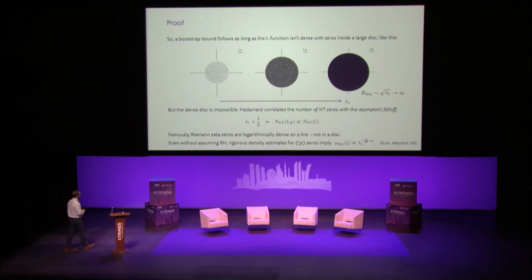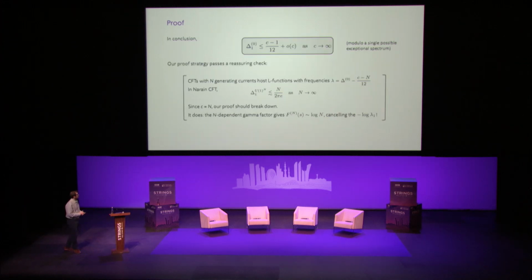Why? Well, the Hadamard representation, without giving any details, actually correlates the gap with the number of non-trivial zeros, which is bounded above by the number of non-trivial zeros of Riemann zeta, which famously is dense on a line, but not in a disk. So the number of non-trivial zeros is not nearly enough to fill a disk of the right size, such that you can't find an appropriate zero-free region. And so the bound follows.